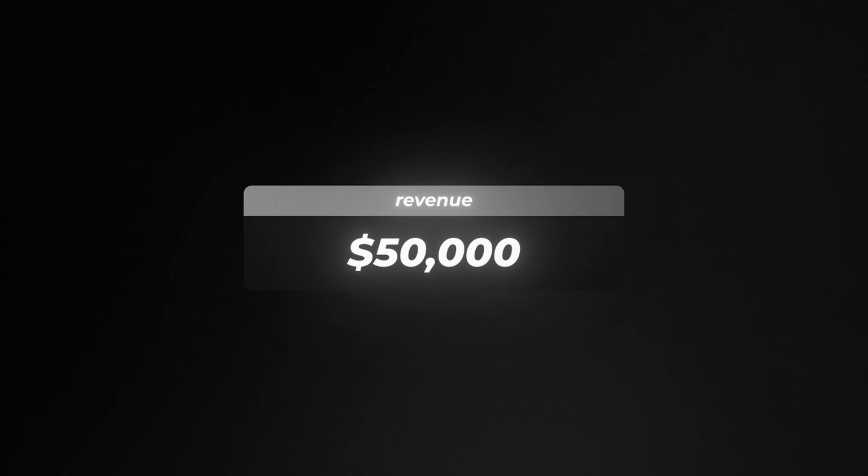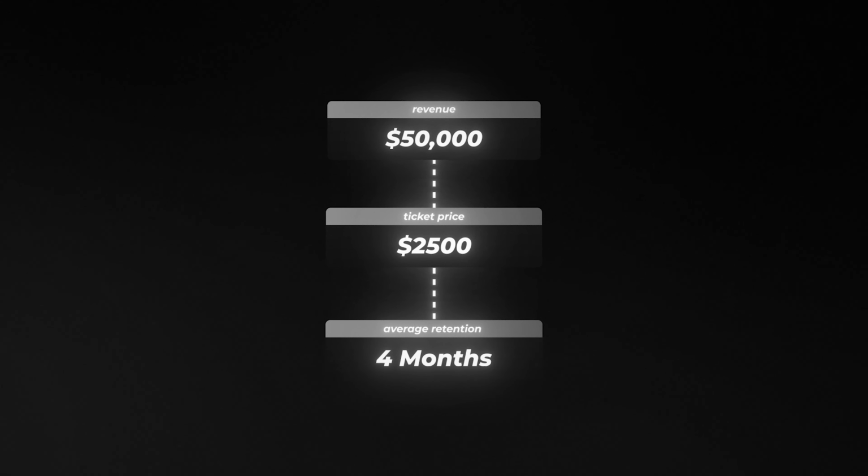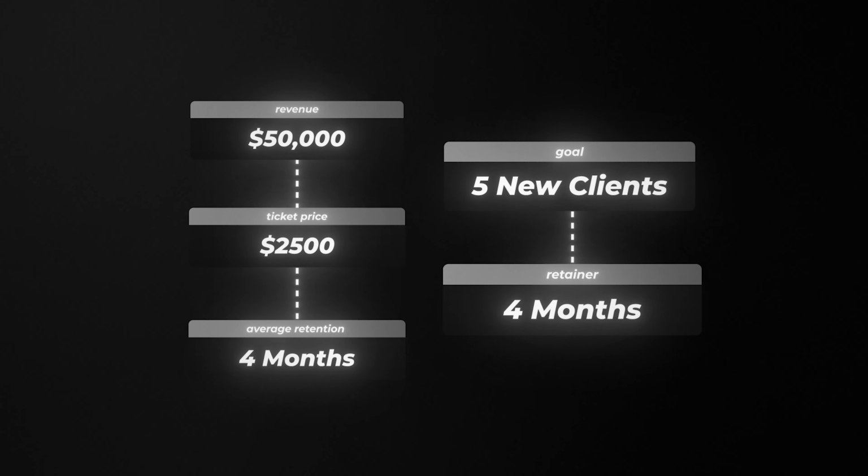So this just made it easier for me to be able to project my revenue and then reverse engineer every single step I need to take in order to make that happen. So, for example, if I want $50,000 in revenue and my ticket price is $2,500 a month, my average retention is 4 months, then I need to close 5 new clients this month and retain them for the next 4 months.